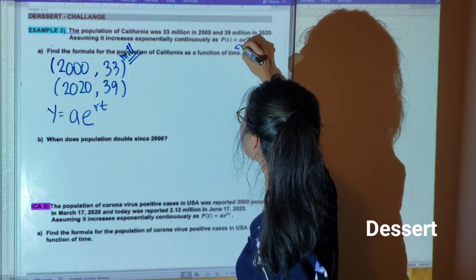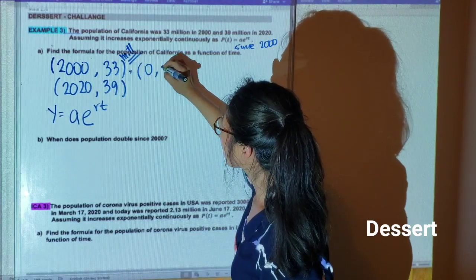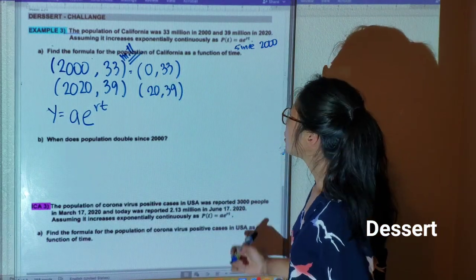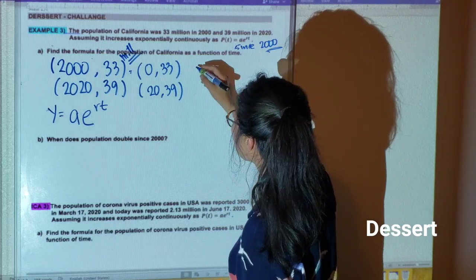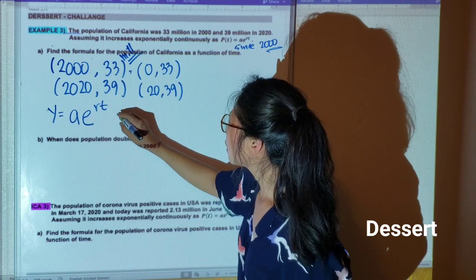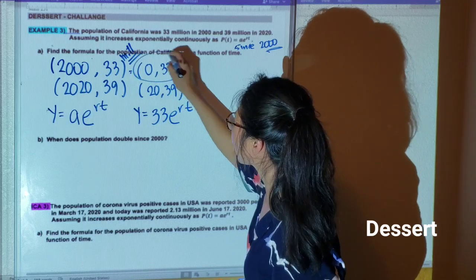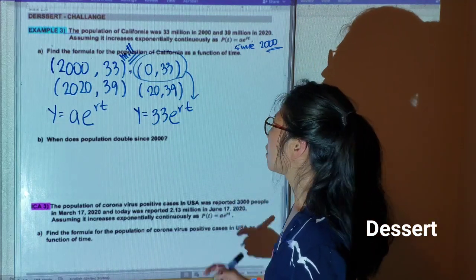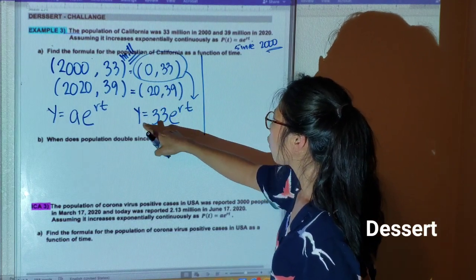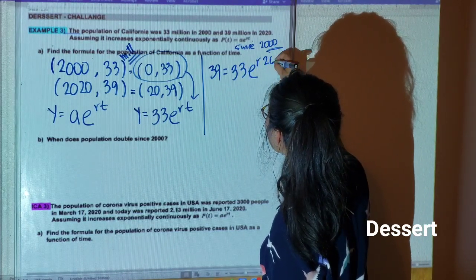Since our research started in 2000, we can rewrite these as (0, 33) and (20, 39), which will make it a little bit easier. As you see, if you plug in, my a value will be 33, so I'm going to have y is equal to 33 e to the rt. Then I'm going to use the second point to find the r value. So y is 39 million, and it has to pass through 20 years.